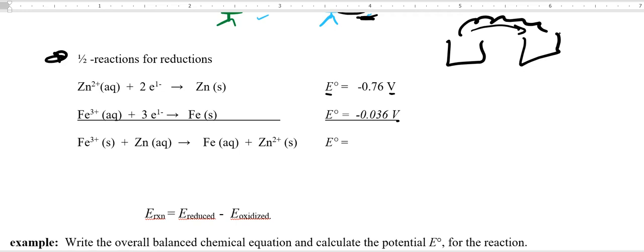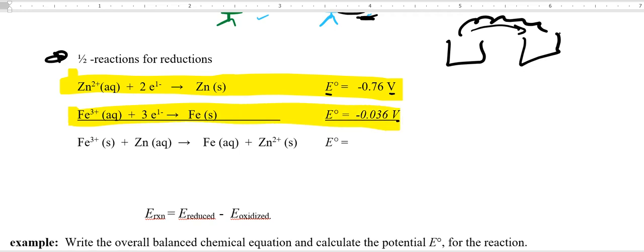If you look at the first one, we have a potential of -0.76. If you look at the second one, also a negative potential, but it's bigger than the other one. -0.036 is actually more than -0.76. Remember the number line, 0 on up. These are negative, those are positive. The more you go this way, the bigger you are. So -0.036 is bigger. Pay attention to that negative sign. A lot of students tend to overlook it.